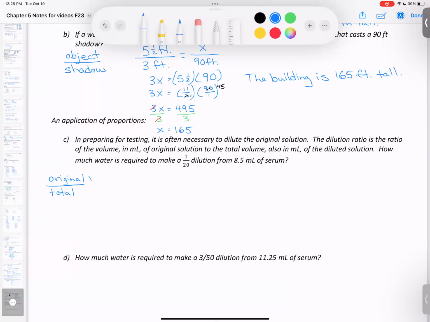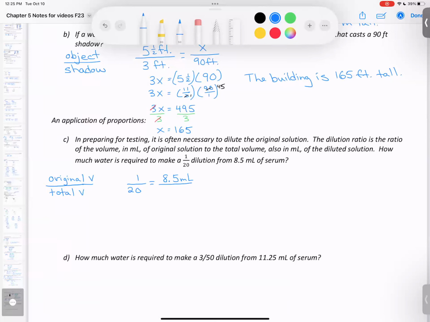I guess I could say original volume over total volume. So our original volume here is 1, and our total volume is going to be 20. We want to know how much water is required to make a 1 in 20 dilution from 8.5 mils of serum. So our original volume of serum is 8.5 milliliters.